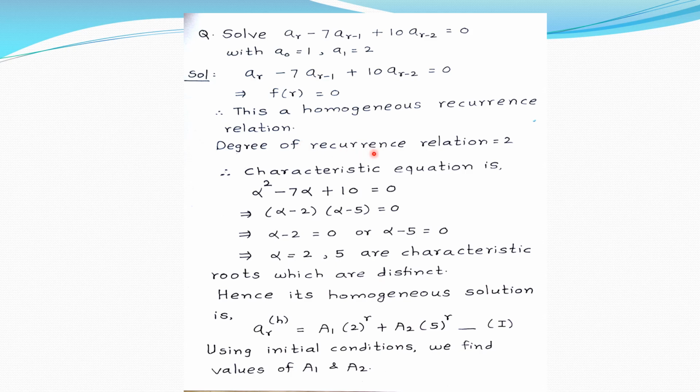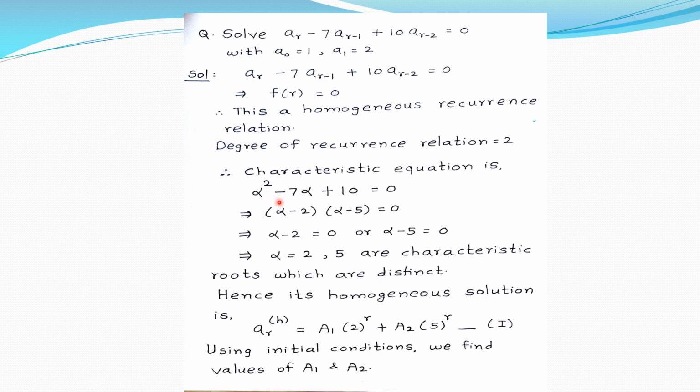Now we write its characteristic equation. As the degree of recurrence relation is 2, maximum power of alpha is 2. So we replace AR by alpha raised to R. Now everywhere replacing R and taking it as power of alpha, we get alpha square minus 7 alpha raised to 2 minus 1 plus 10 alpha raised to 2 minus 2 is equal to 0. That is alpha square minus 7 alpha plus 10 equal to 0, which is a quadratic equation. Now we find its roots.